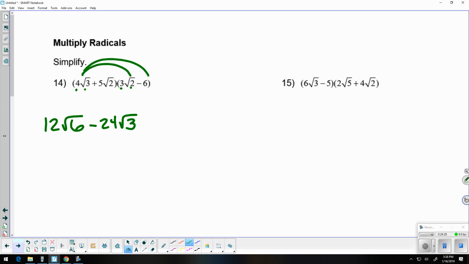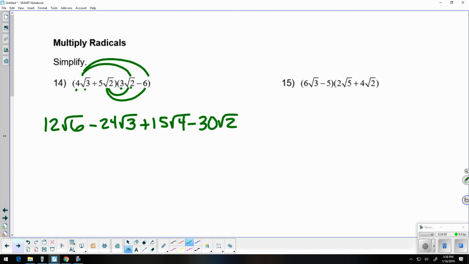Okay, my inner term now, multiplying these two together. So 5 square root 2 times 3 square root 2 makes that 15 square root 4. Okay, now the last one, 5 square root 2 times negative 6, that's going to be negative 30 square root 2. All right, let's go back here. Let's backtrack a little bit.